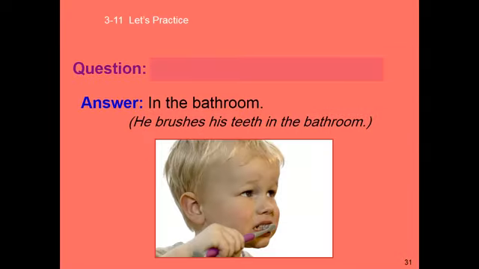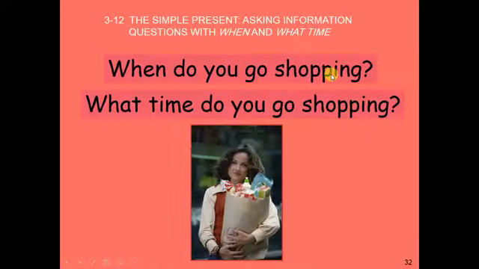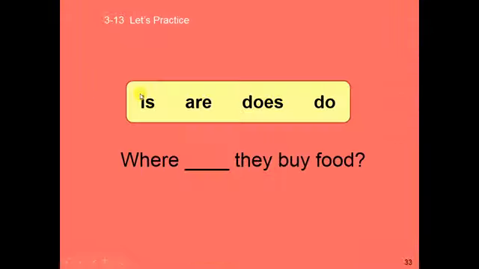I study at night. When we make a question: he brushes his teeth in the afternoon. Make a question. Here we talk about a place, in the bathroom, so we will start with where. Where does he brush his teeth? In the bathroom. When do you go shopping? Or what time do you go shopping? When we ask about time, we use when or what time.